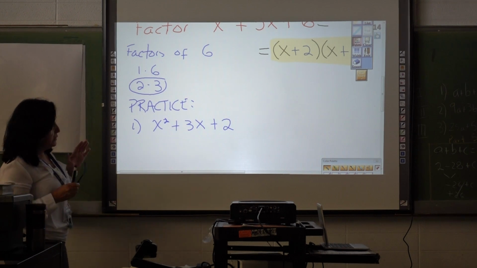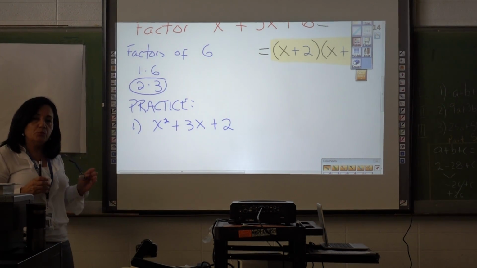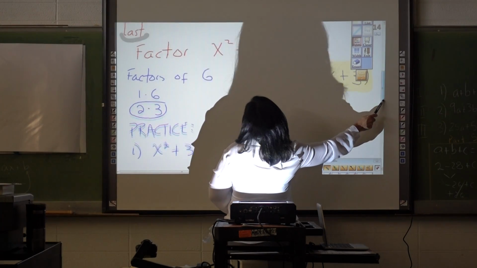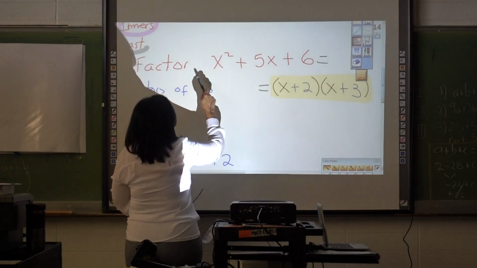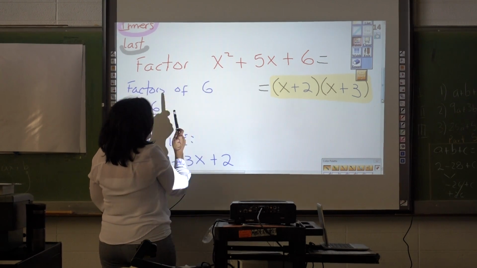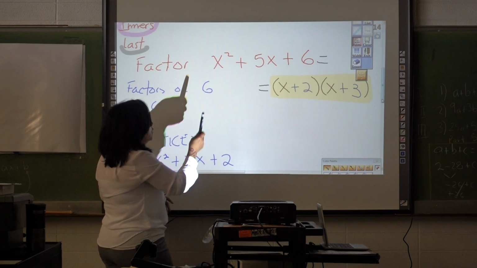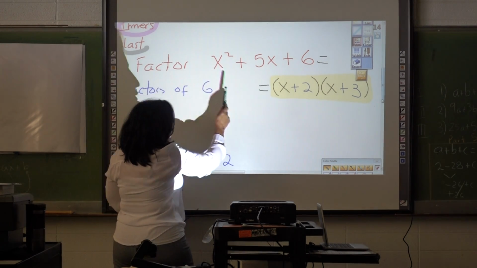This is important for you to know: this works when the coefficient of x squared equals 1. So you have 1 here. There's no number here, which means a hidden 1. The technique that we're learning today is only for these cases, when you have 1 in front of the x squared.